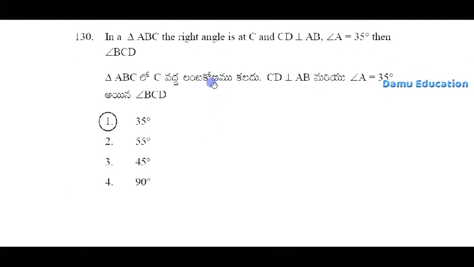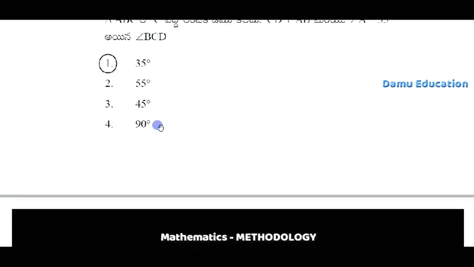In a triangle, the right angle is at C. CD is perpendicular to AB. Angle A is equal to 35, then angle BCD is equal to 35 degrees.